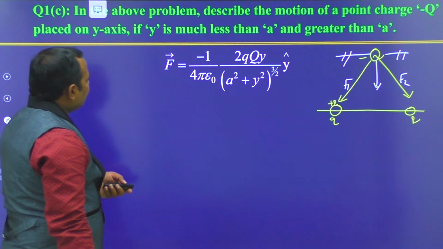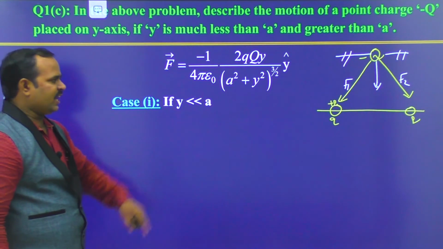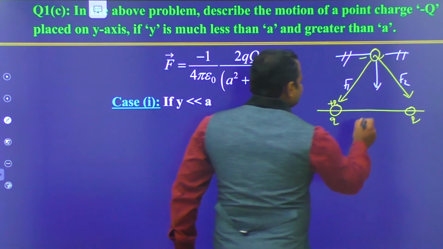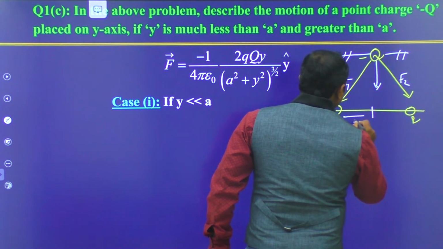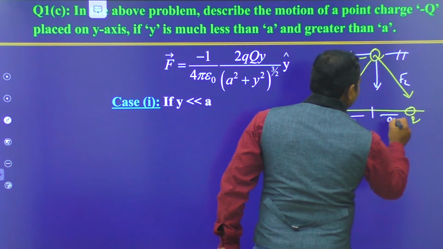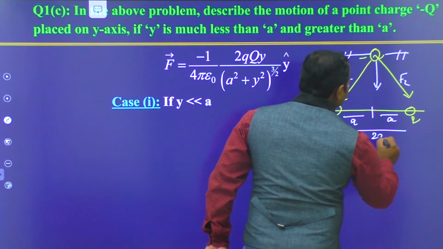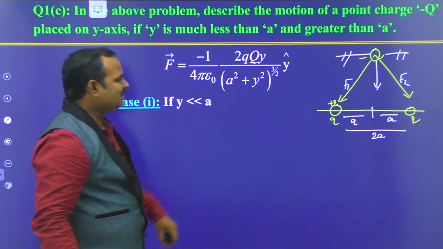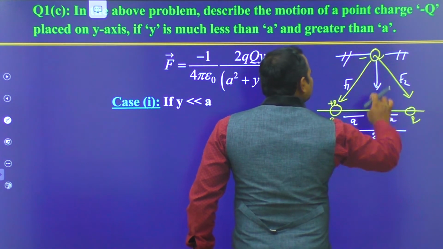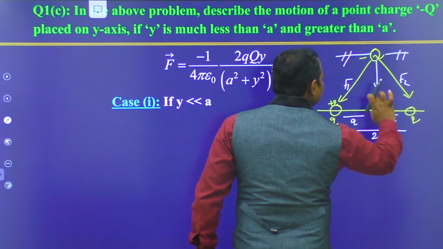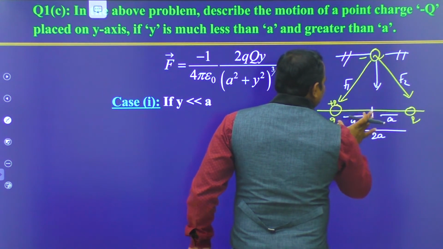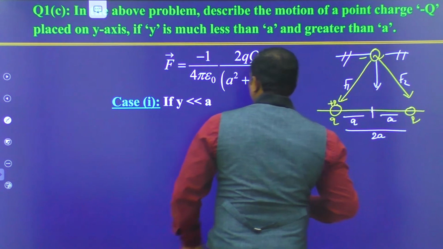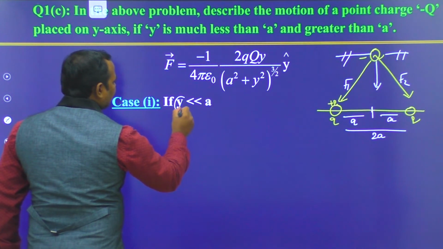Now, if y is less than a, what happens? The distance between the two charges is 2a, with a on each side. If y is less than a, the charge placed on the y-axis is at a very small distance. When compared with the distance between the two charges, y is very small, so we can neglect the y value.